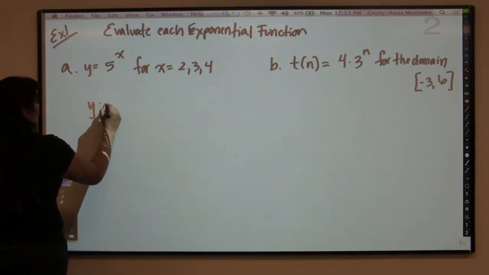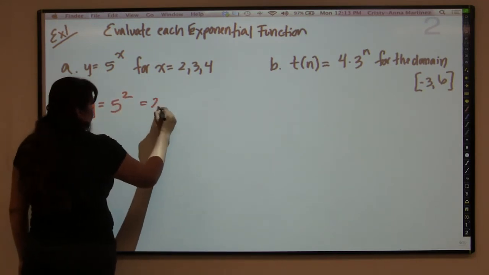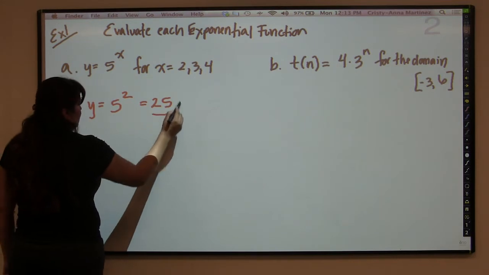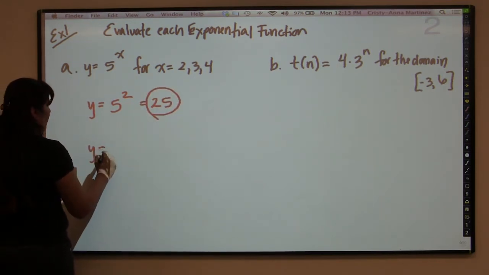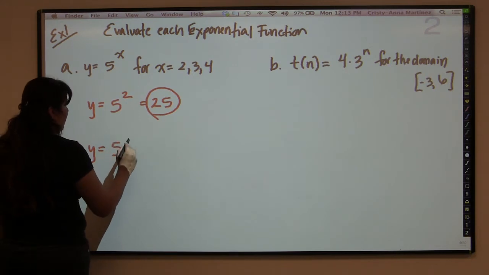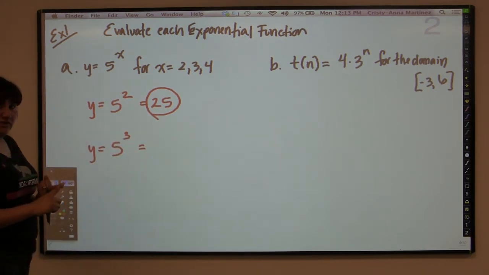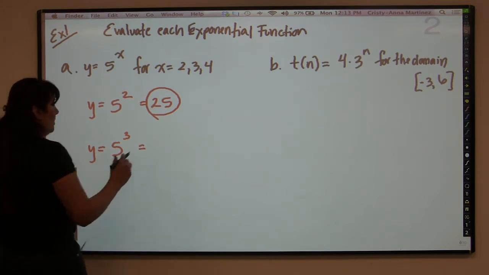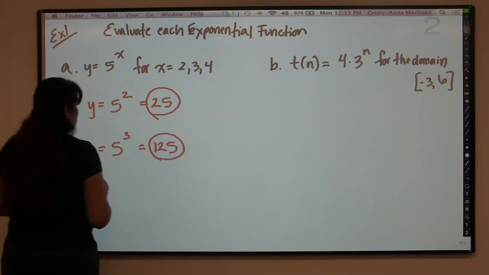So I'm going to go y equals 5 to the second power, which we know is 25. So that's my first answer. When x is 2, y is 25. In my second example, I get 5 to the third power. And now that's going to be 5 times 5 is 25, and 25 times 5 is 125. So when x is 3, y is 125.